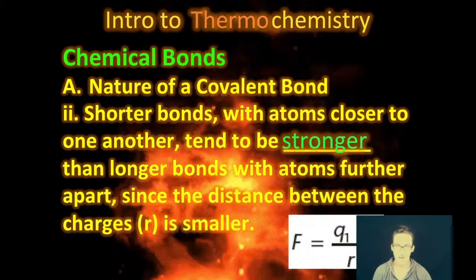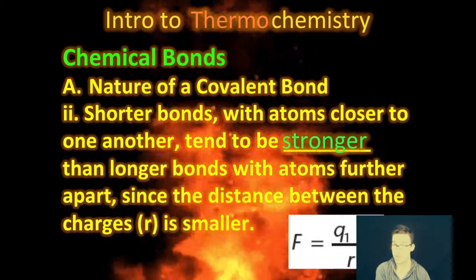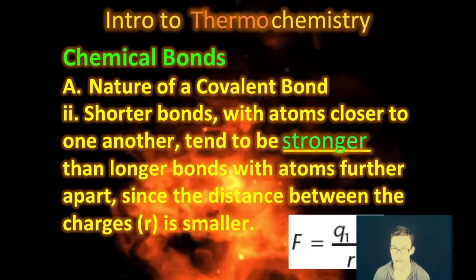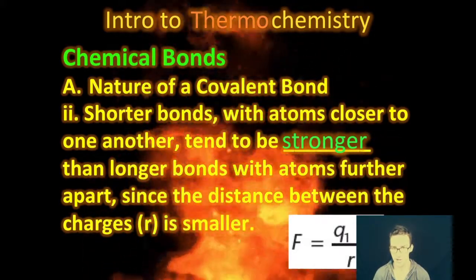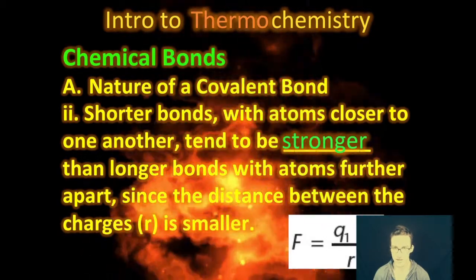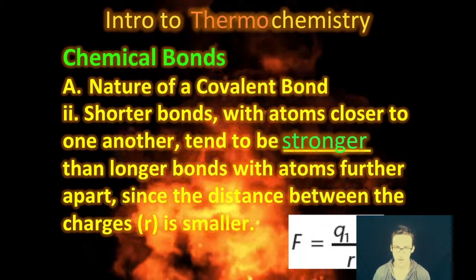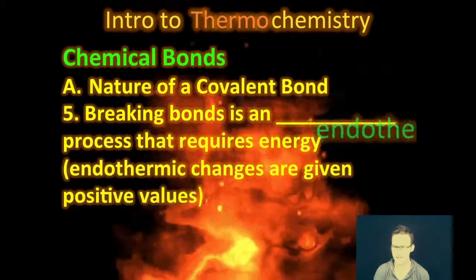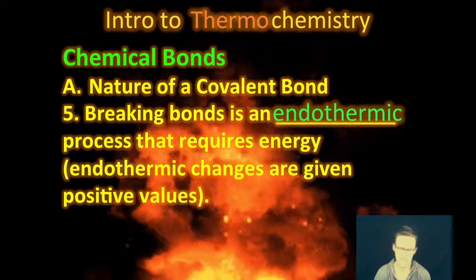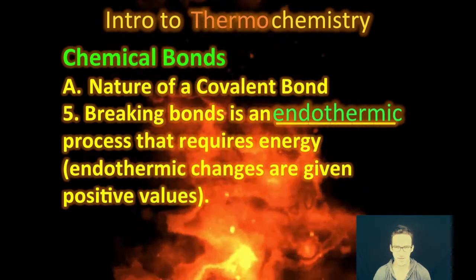So, as you think about this, shorter bonds with atoms closer to one another tend to be stronger than longer bonds with atoms that are further apart. Again, the distance r is smaller, so the bond is stronger when you've got those shorter bonds. Now, why is this important? Why are we talking about bonds and bond length, and what does that mean for us?